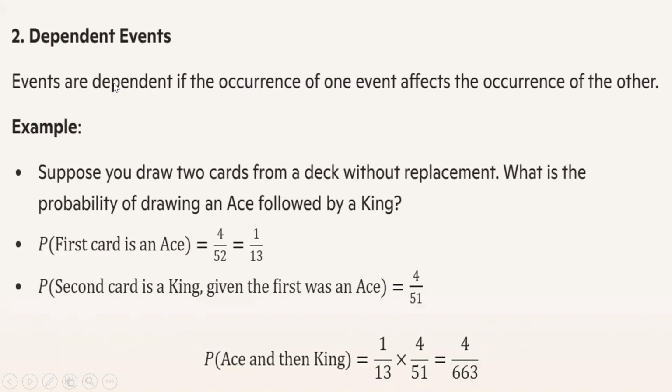Dependent events: the occurrence of one affects the occurrence of the other. Draw a card without replacement, probability of getting an ace followed by a king. First card is an ace, 4 by 52. Second is a king. We are not talking about ace here, and all 4 kings are inside. The number of cards has reduced now, 52 is now 51. So 4 by 51, and means you have to multiply. 1 by 13 into 4 by 51, equals 4 by 663.